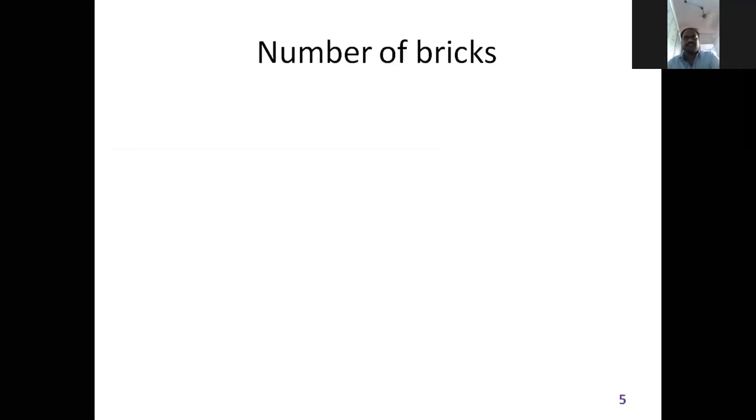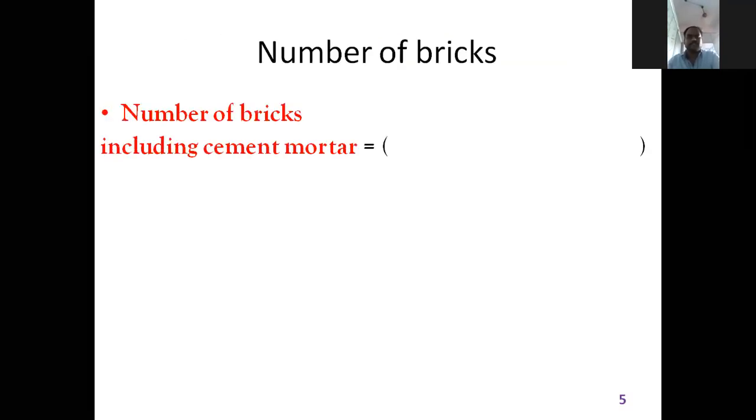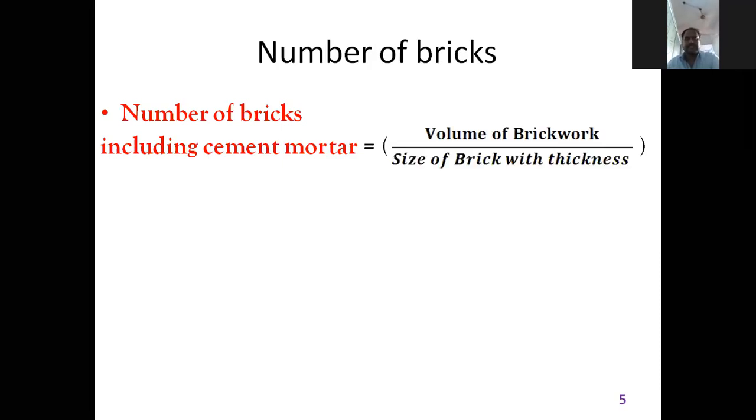First of all, we want to know the number of bricks in the brickwork. The number of bricks, including the thickness of cement mortar, is equal to the volume of brickwork divided by the size of brick with mortar thickness. The volume of brickwork we have calculated earlier. The size of brick with thickness is 0.2 meter into 0.1 into 0.1.